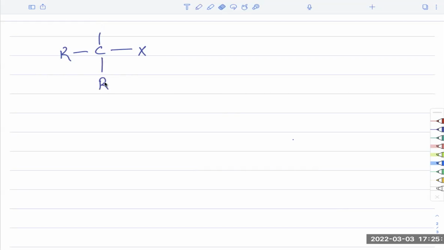Of course, it's not that it's always attached to just one carbon. It is also attached to hydrogen when that's the case. So depending on how many carbons it's attached to, it can be primary, it can be secondary, it can be tertiary. And that has a role to play in its properties. But let's talk about the general properties of halogen alkanes.